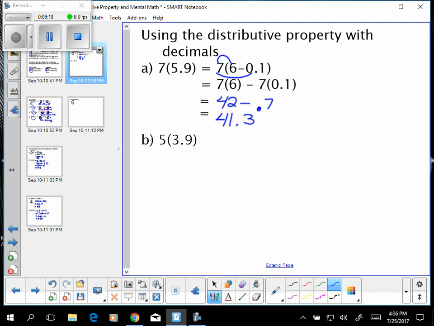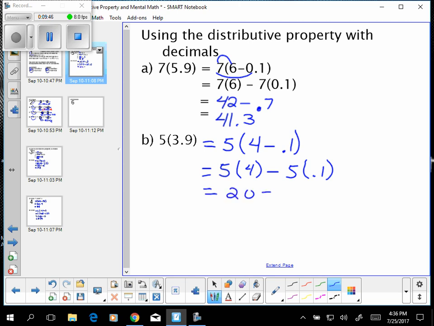If we look at B, here I think too it's probably better to do subtraction, where we take 4 minus 0.1. I'm going to skip the 0 before the decimal point. Distributing, I'll have 5 times 4 minus, since it's subtraction, 5 times 0.1. 5 times 4 is 20. 5 times 0.1 is 0.5. And that's going to be 19.5.